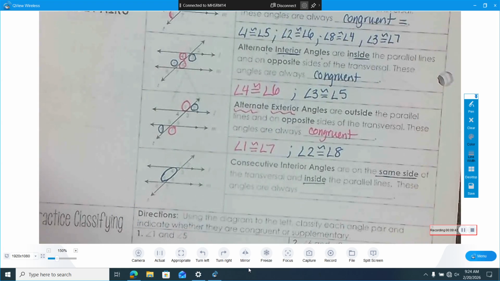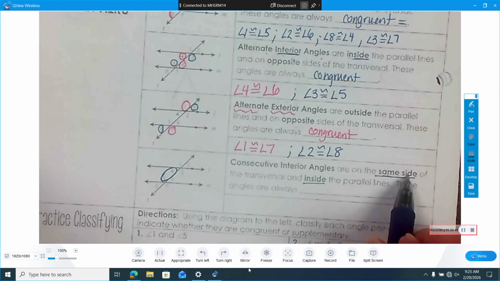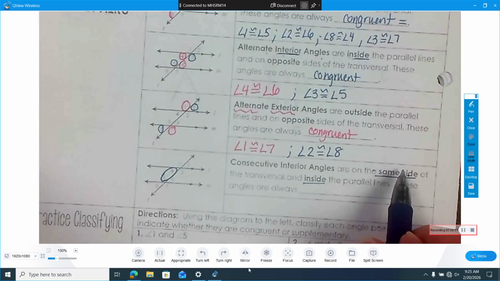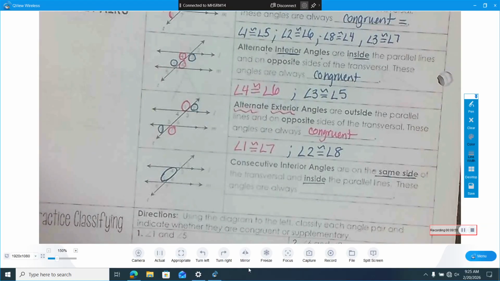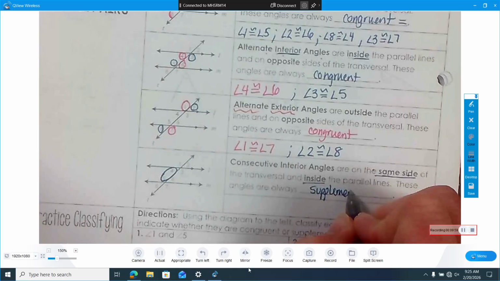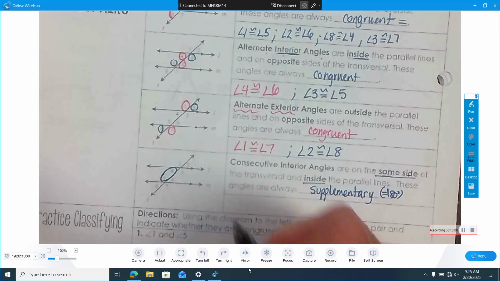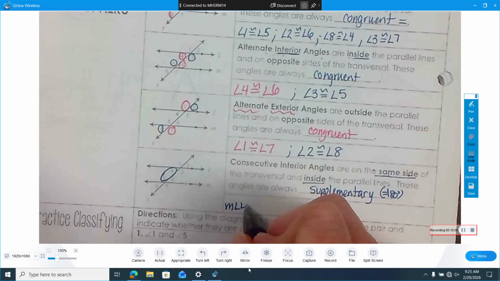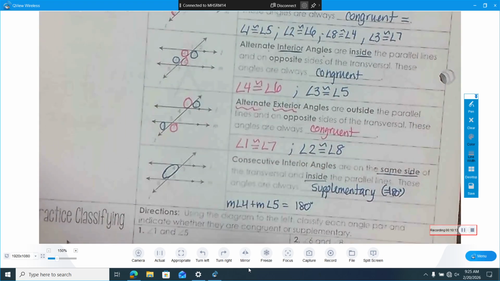Now it turns out these are the only ones that are different. Okay? These are on the same side. When they're on that same side like this, right after each other, like that consecutive interior, they are supplementary. And what does supplementary mean? Yeah, they equal 180 degrees, okay? So the measure of angle 4 plus the measure of angle 5 is going to equal 180 degrees.